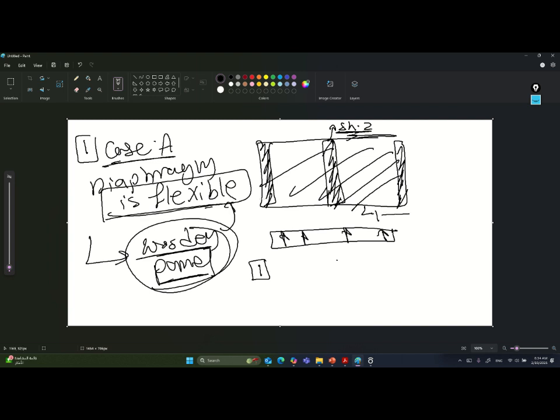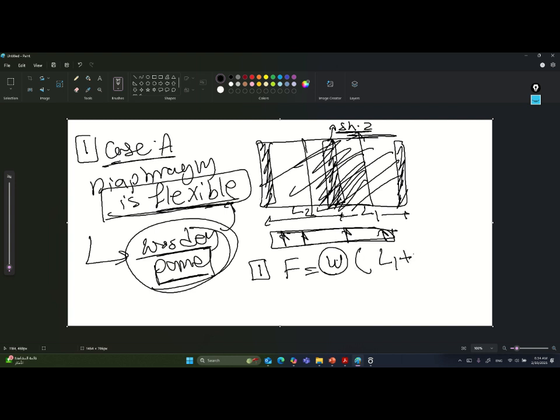Okay, he gives me this L1 and this one is L2. If it is flexible, then as I told you before, it is based on the tributary area. So the force will be equal to W multiplied by (L1 plus L2) divided by 2. That is the force acting on shear wall 2. Okay, that is the first thing.